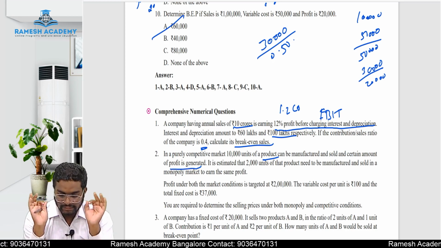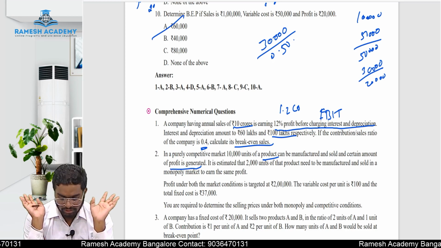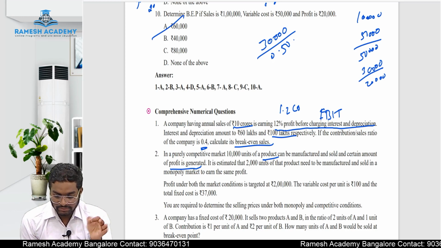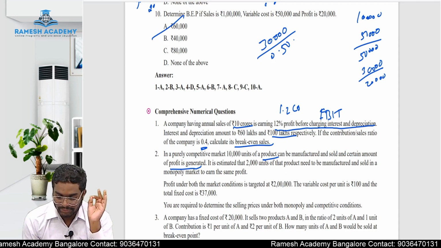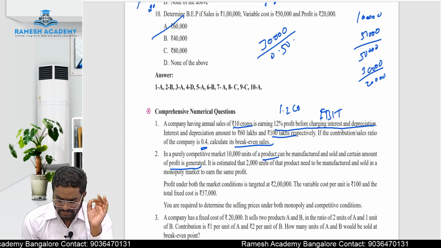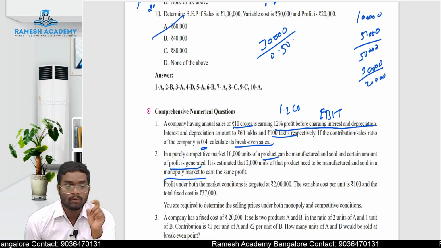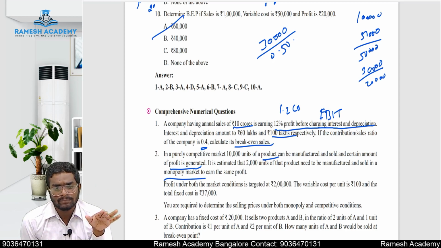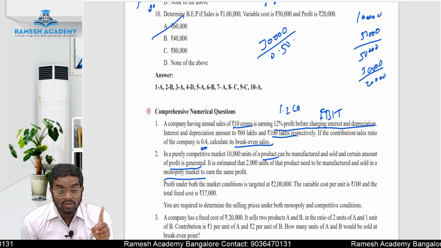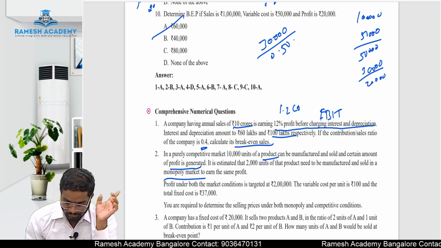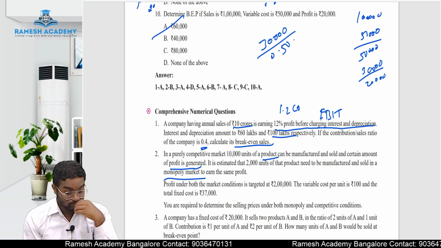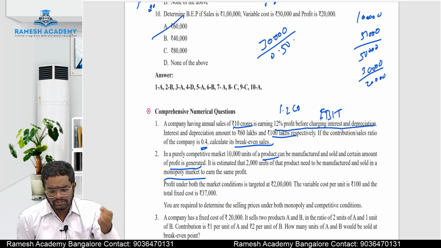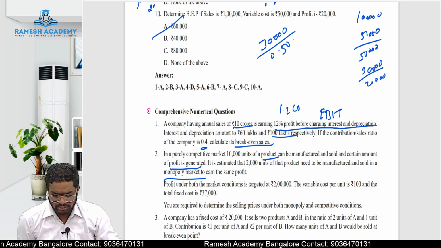Okay, they are telling that in a purely competitive market, which means there is a lot of competition, they can sell 10,000 units. Next, it is estimated that 2,000 units of that product need to be manufactured and sold in a monopoly market. So monopoly means there is no competitor. Example, Indian Railway, it does not have any competitor. It is the sole authority which can run railways in India. So the question tells that if you are selling in a purely competitive market, you have to sell 10,000 units. If you are in a monopoly market, you have to sell 2,000 units.